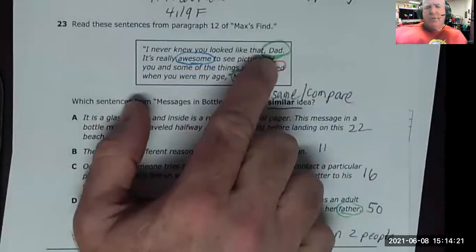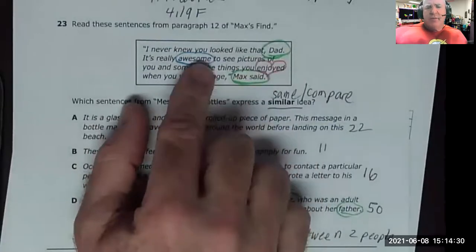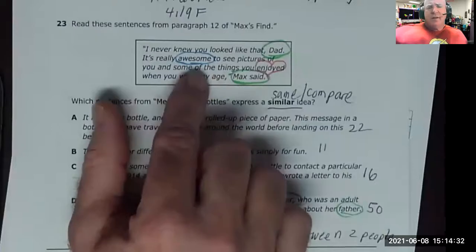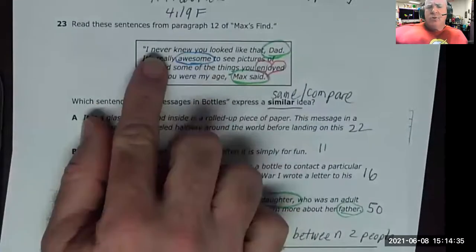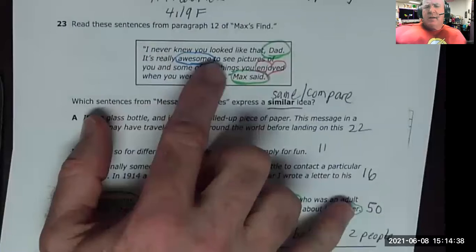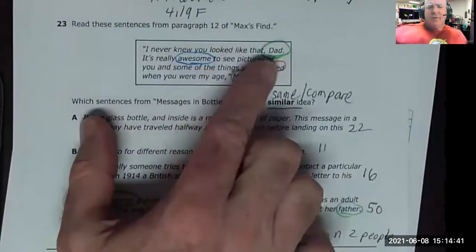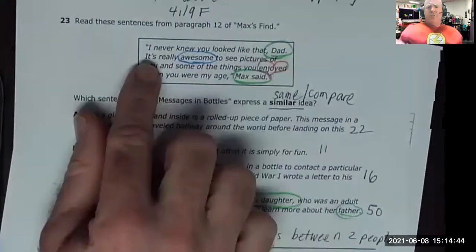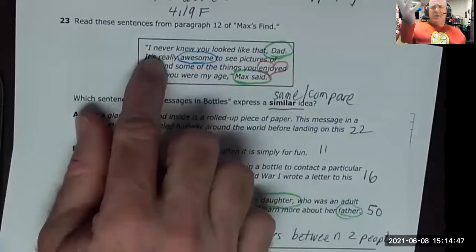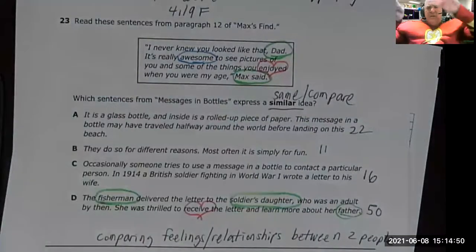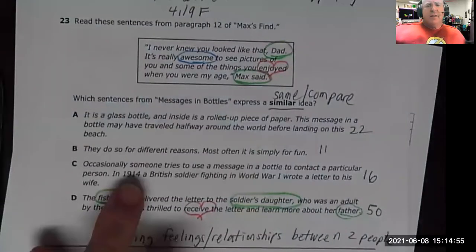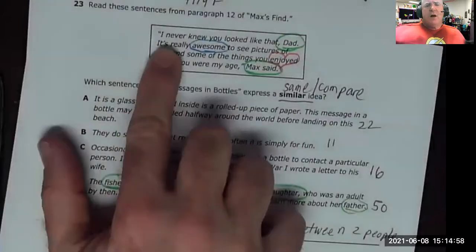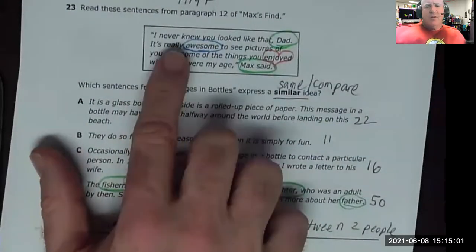And again, I'm talking about these things because you're going to have to be teaching editing, which is conventions, and revising, which is adding, removing, replacing, or moving content. So let me show you what I did. Capital I never knew you looked like that, comma, capital Dad, period. Capital It apostrophe s, it is. So you have your kids toss an imaginary ball up in the air, and then they can say it is. They can break it apart to make sure they know the difference between it's possessive and it is. Something really awesome. That's not true, but that's an opinion.